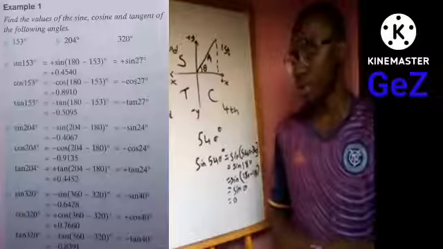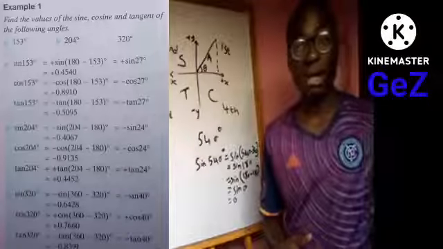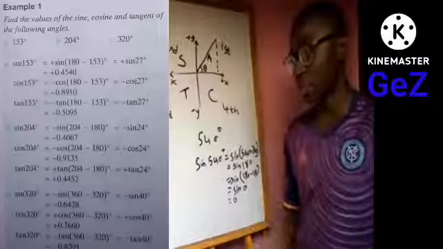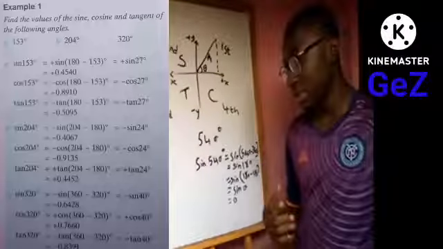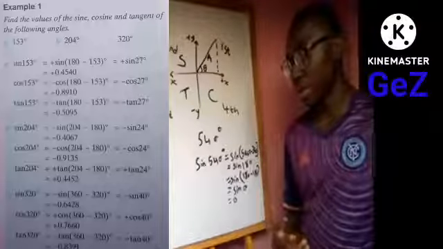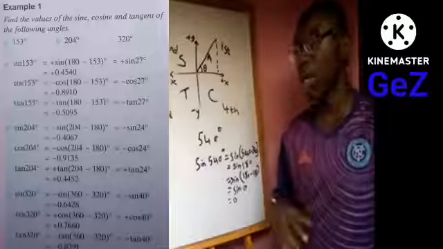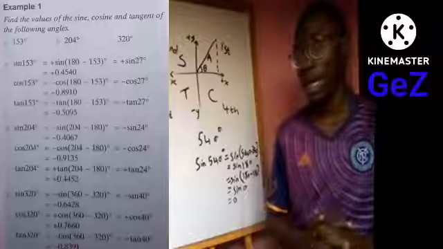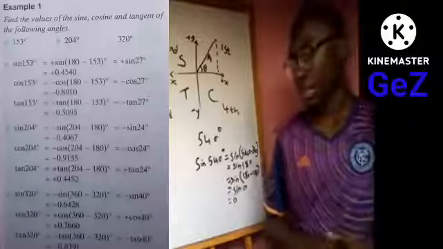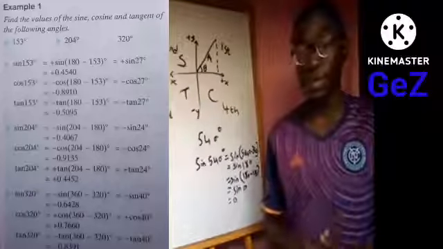Now you are just going to be using the predefined formulas. In the second quadrant sine is positive, so sine 153 will be equal to plus sine (180 minus 153), that will be plus sine 27. Your cosine is negative in your second quadrant, so cos 153 equals minus cos (180 minus 153), that's minus cos 27. Then you evaluate that using your four figure tables. Same goes for tan 153, which is negative.